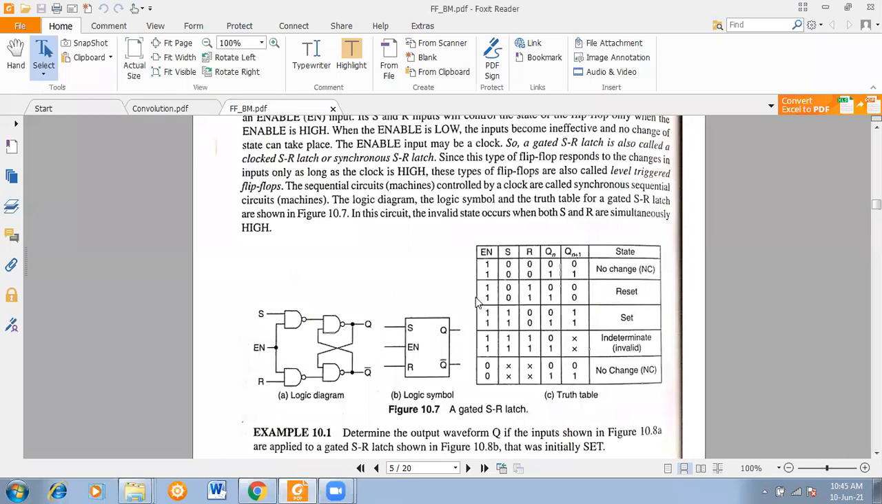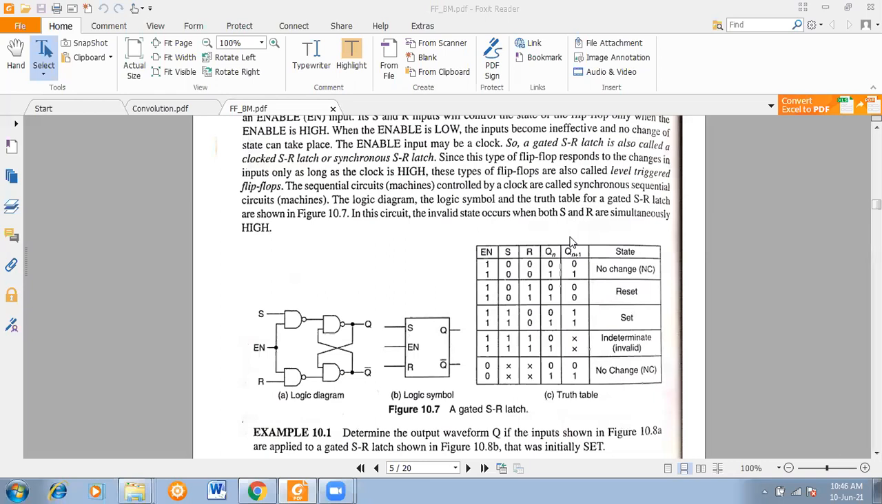So now we should start gradually. Good morning to all of you. We already started flip-flops in the last class. I discussed the sequential circuit definition, the difference between sequential and combinational circuits, the basic latch, and also studied the SR flip-flop. Up to that we have covered, so today we'll move forward.